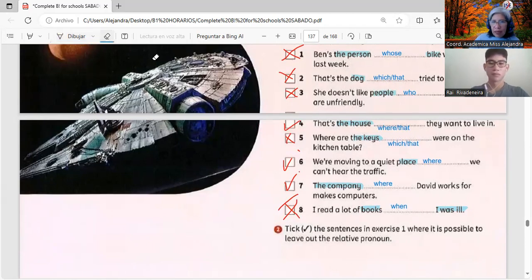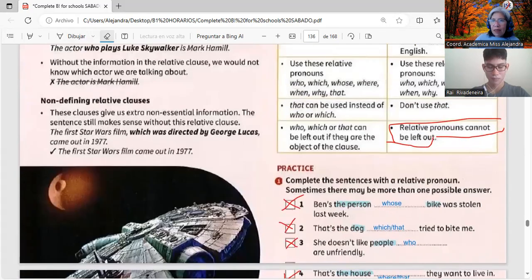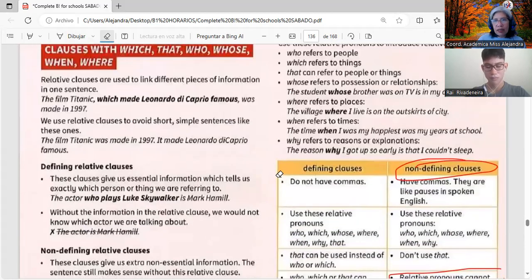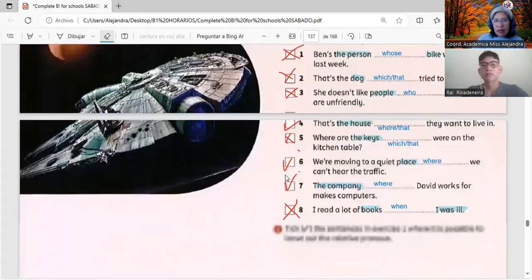Sometimes you can eliminate the pronoun, the who, the which, the that, but sometimes you can't. Basically, if it is non-defining, you never eliminate. The ones in commas, las que tienen coma, you cannot eliminate. Okay? Questions up to now? All clear. Nice.